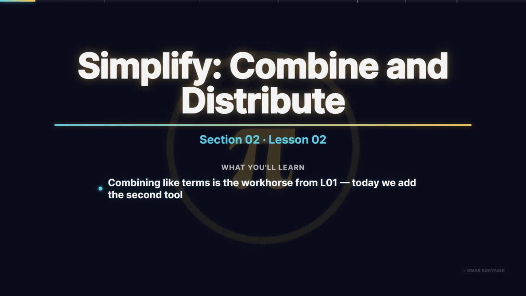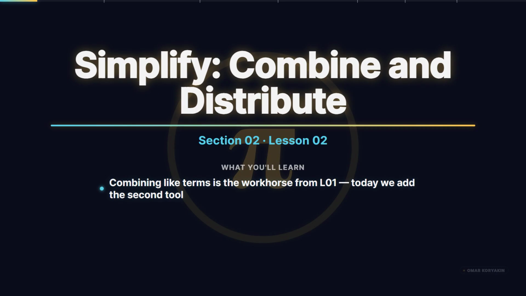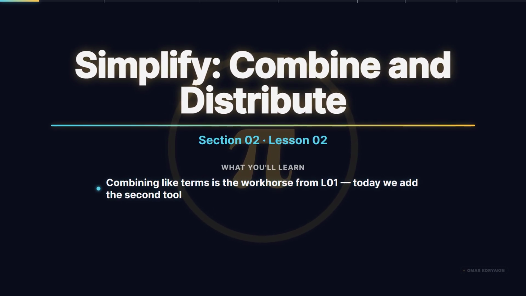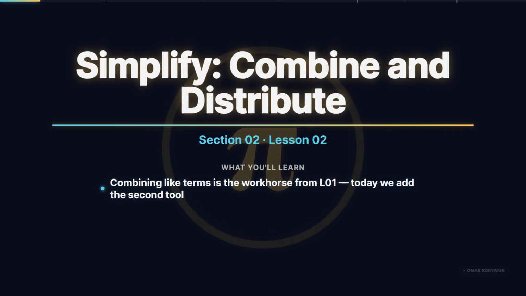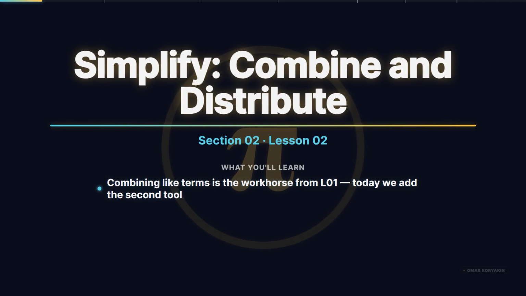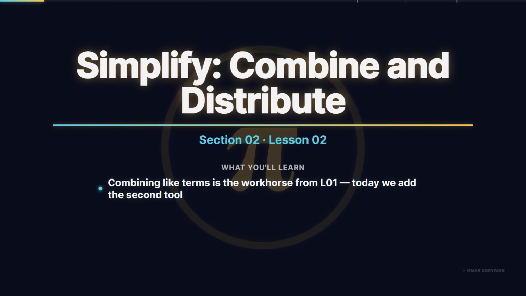First idea on the board. Combining like terms is the workhorse rule from Lesson 1. To combine like terms, you add their coefficients while keeping the variable part unchanged. We will use this rule constantly throughout today's lesson, especially after every distribution step opens up new like terms that can be combined.